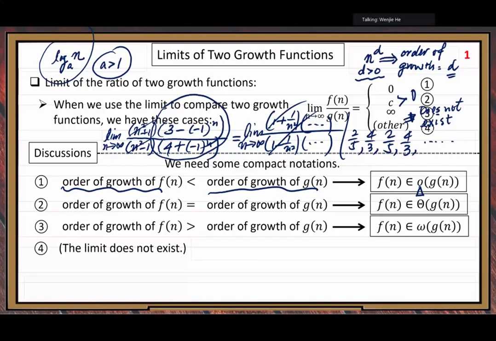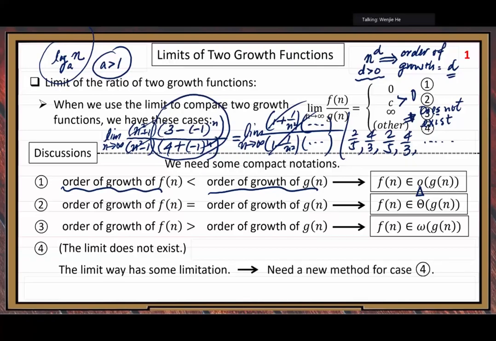But for case number 4, we don't have the conclusion, right? We don't have the comparison result for case 4. So we need to do further study for case 4. We know the limit way doesn't work. So we have to find a different method to study case 4.